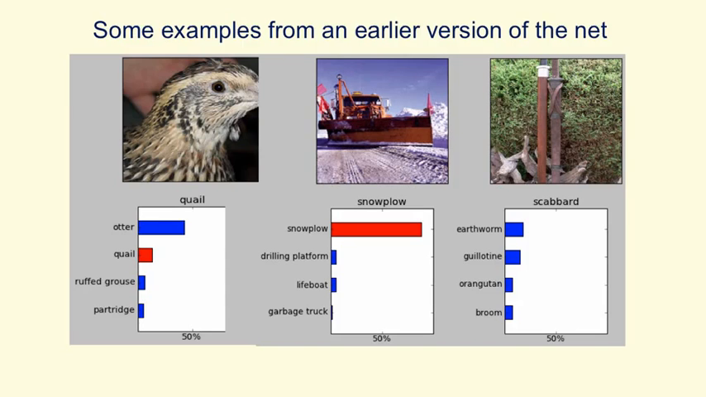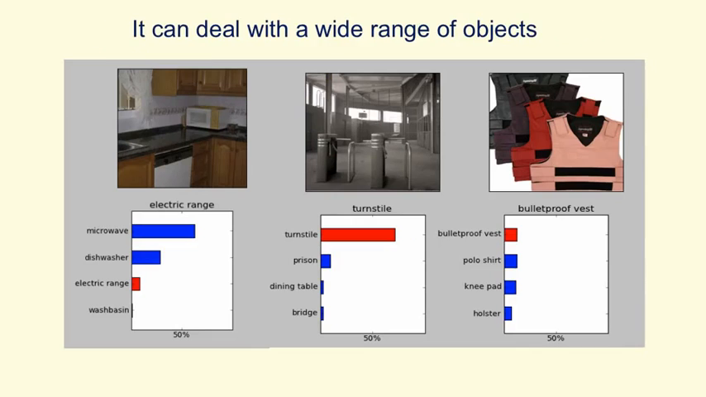It can, however, deal with a wide range of different objects. If you look on the left, I would have said microwave as my first answer. The labels aren't very systematic, so actually the correct answer there is electric range, and it does get it in its top 5. In the middle, it's getting a turnstile, which is a distributed object. It can do more than just recognize compact things, and it can also deal with pictures as well as real scenes, like the bulletproof vest.